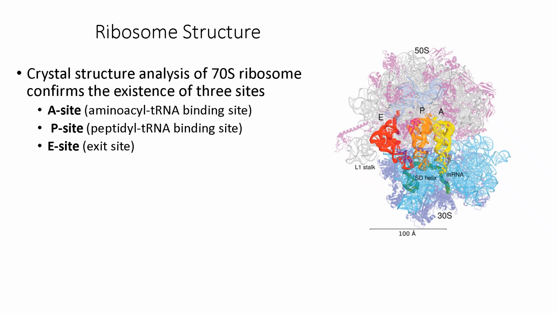Structural analysis of the 70S ribosome has revealed three distinct binding sites. The A site, which holds the incoming aminoacyl-tRNA. The P site, which holds the tRNA carrying the growing peptide chain. And the E site, where deacylated tRNAs exit. These sites coordinate the stepwise movement of tRNAs and growing polypeptides during translation.